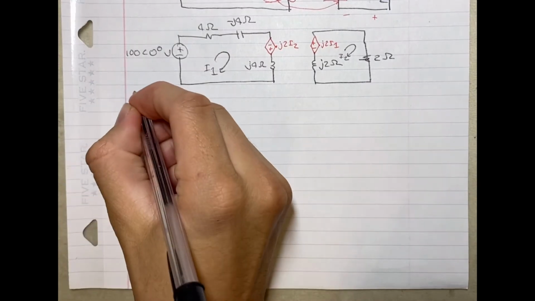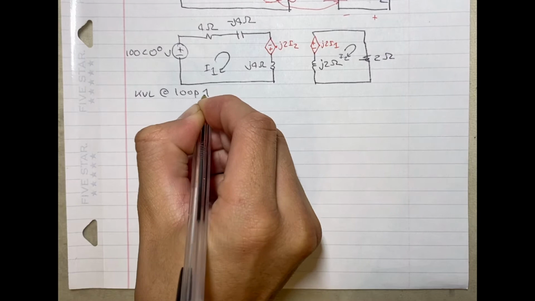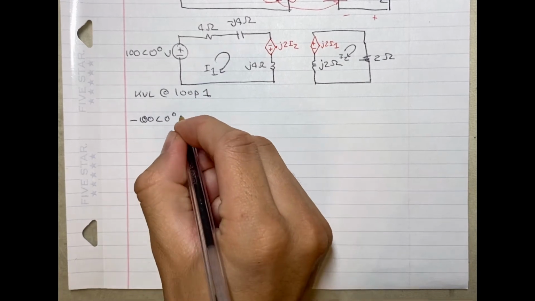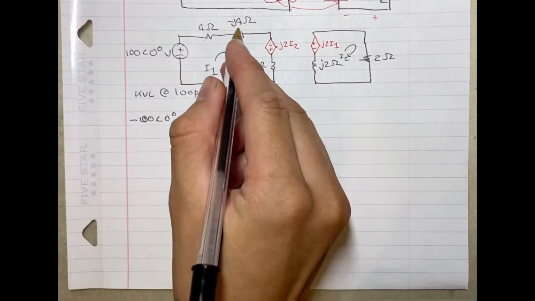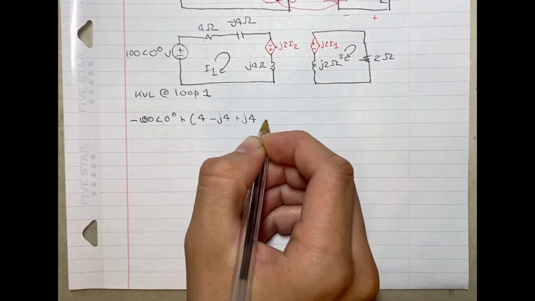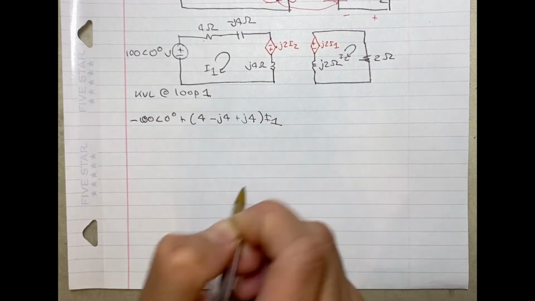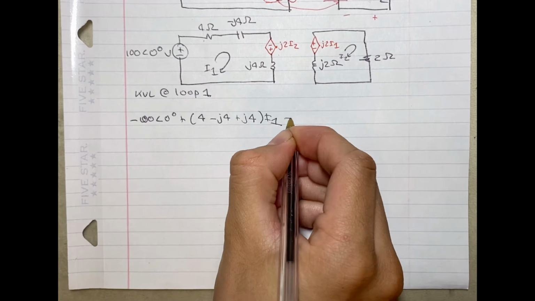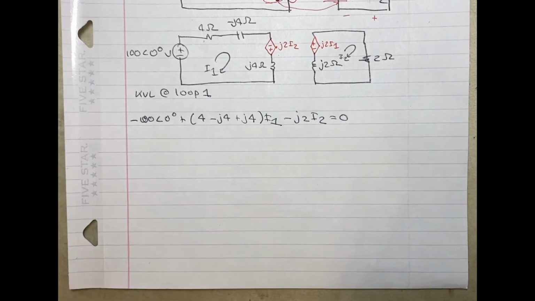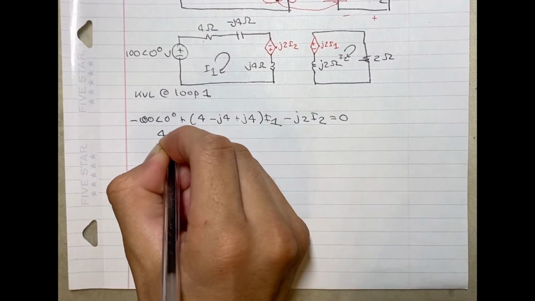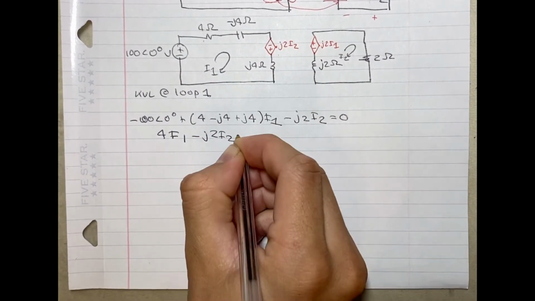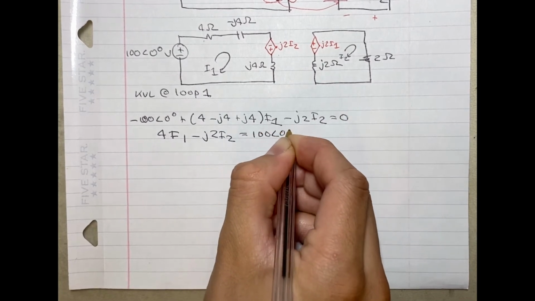Next, I'm going to perform a KVL at loop 1. So this is going to be negative 100 angle 0 degrees, plus 4 minus j4 plus j4, all times the current of I1, minus j2 I2. And this is all going to be equal to 0. This is going to simplify down to 4 I1 minus j2 I2 is equal to 100 angle 0 degrees.